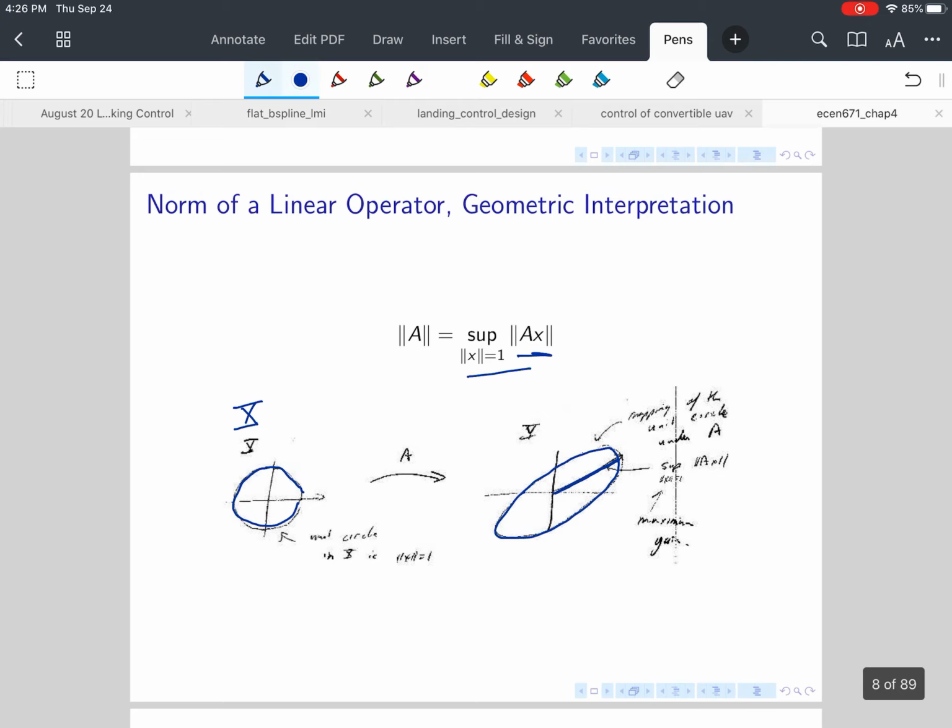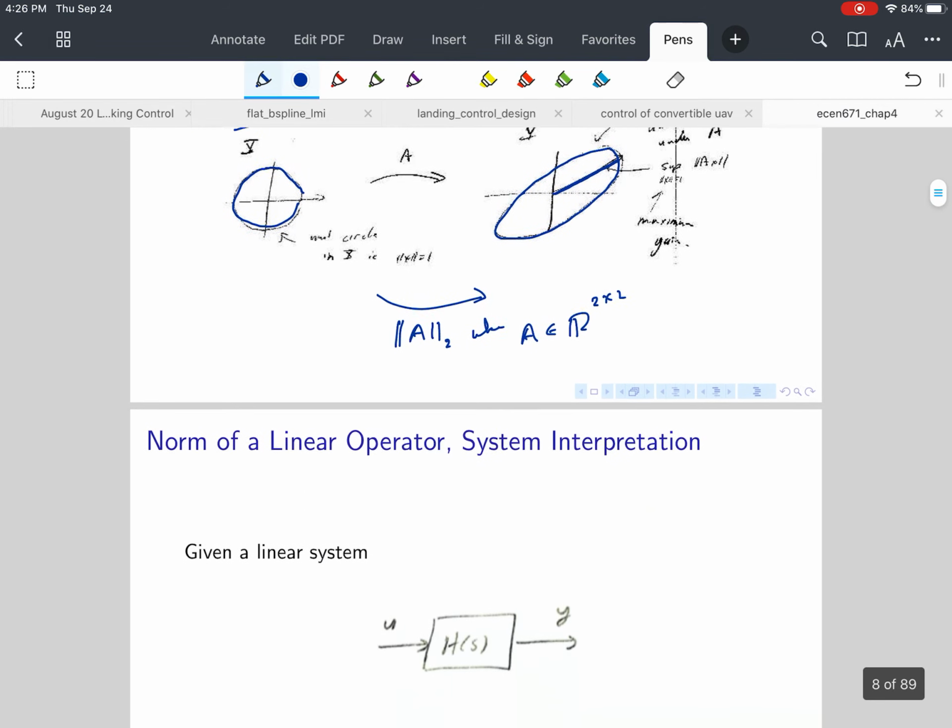So when we talk about, for example, this would be the 2 norm of a 2 by 2 matrix. So this would be the 2 norm of A, where A is in our 2 by 2. And this would be the geometric picture that you would have for the 2 norm of a matrix. It's essentially the maximum gain of the operator over the unit circle.